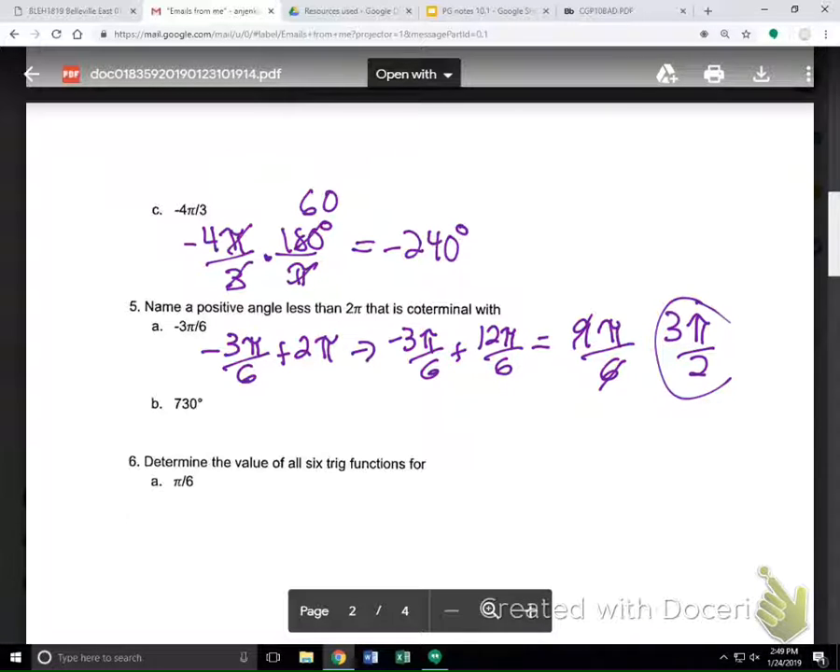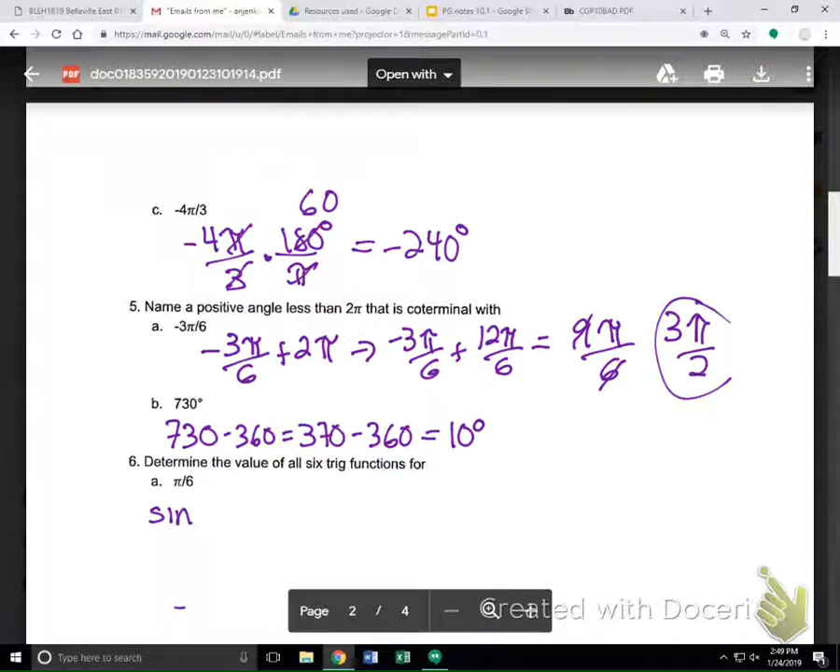Okay, here we want between 0 and 2 pi. 2 pi is 360. So I have to get 730 down to be underneath that. So what am I subtracting by? I subtract 360. What am I left with? Is that still bigger than 360? Yes, so I have to subtract 360 again. 10 degrees.